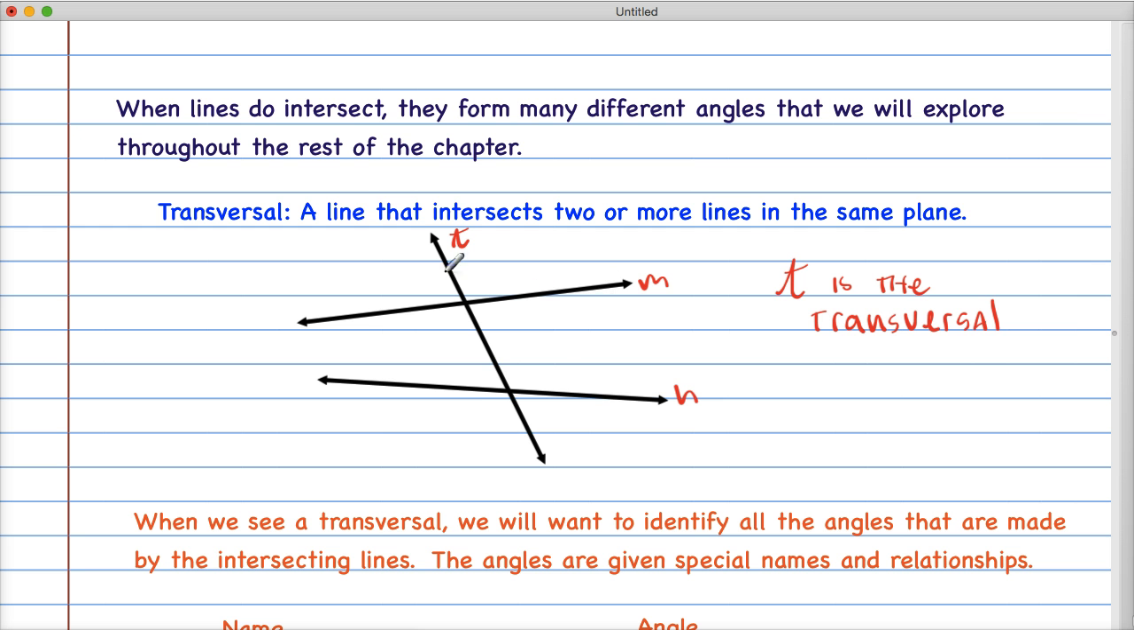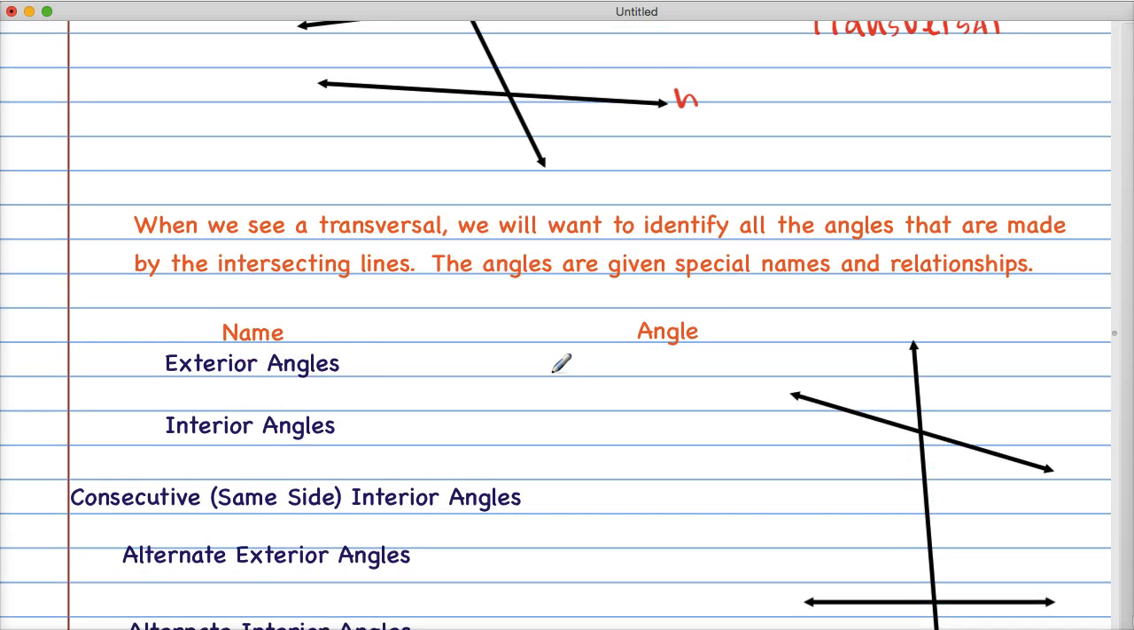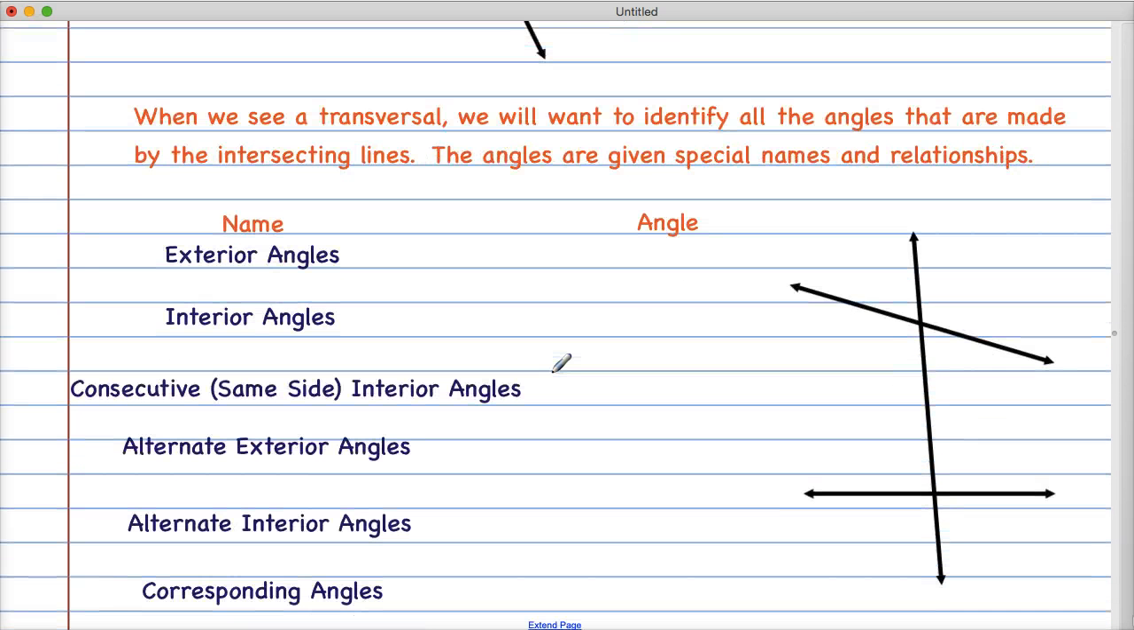Okay, so when we see a transversal, we want to identify all the angles that are made by the intersecting lines, and we have special names and relationships for them. So in this picture over here, I have another transversal. Let's just call this one L, and then we'll call this line A, and we'll call this line B. Okay? So when I have this transversal L cutting across line A and B, I see a bunch of different angles that are formed. And so I'm going to number all those angles. We'll call that angle 1, that's angle 2, angle 3, and angle 4.